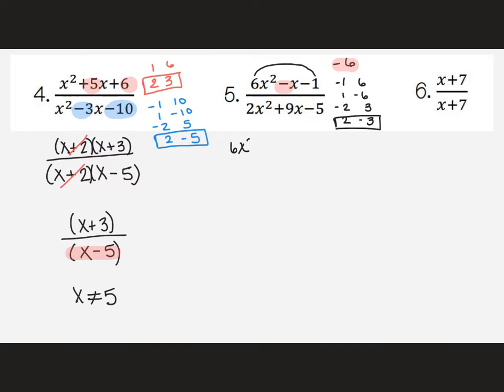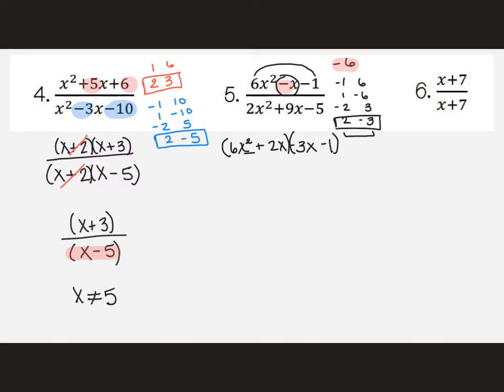So we leave a as is. We rewrite this to be plus 2x minus 3x. So we're plugging these factors in. And then we leave c as is, so minus 1. In the denominator, we're going to do the exact same thing, but before we do that, I'm going to finish factoring the numerators. So I do that by grouping.